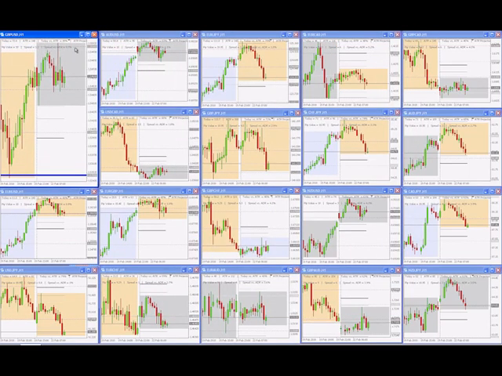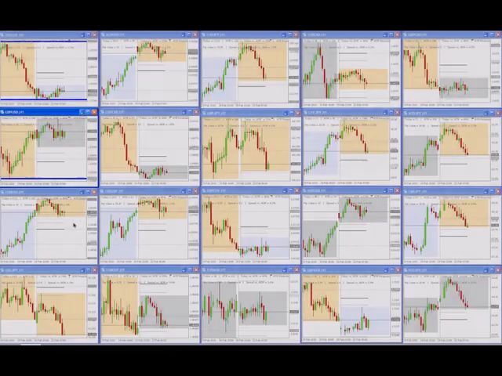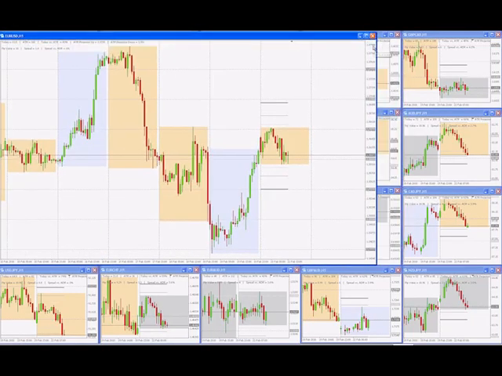Let's bring this back to its original place, and let's move to the next one. Next one up, the euro against American dollar. Let's see what we have here.